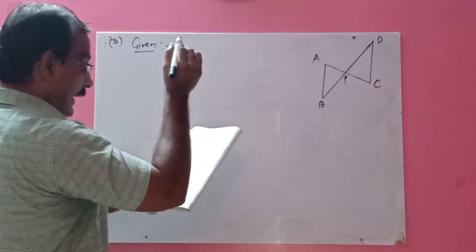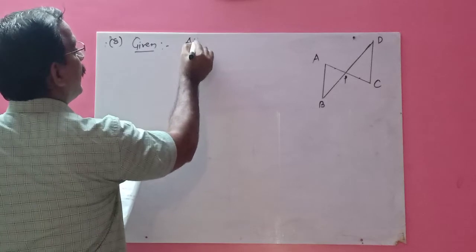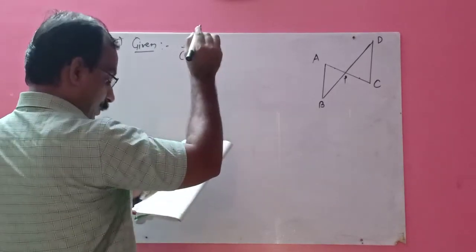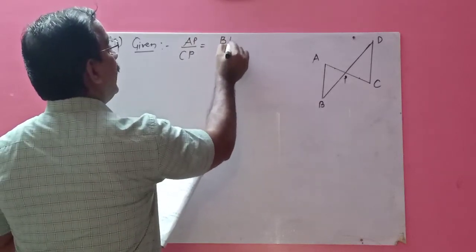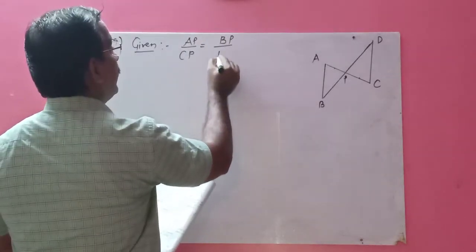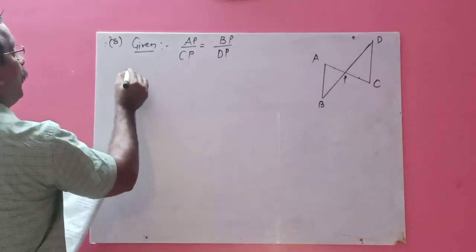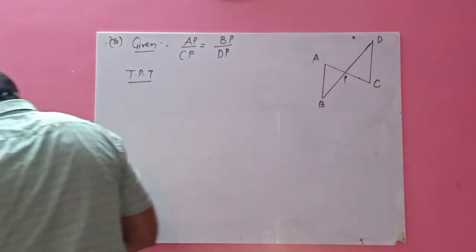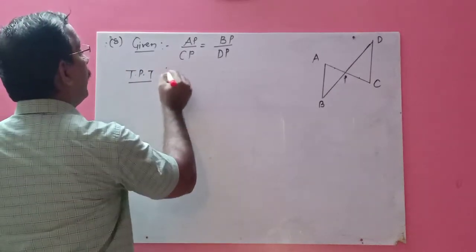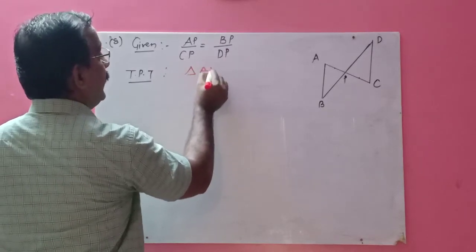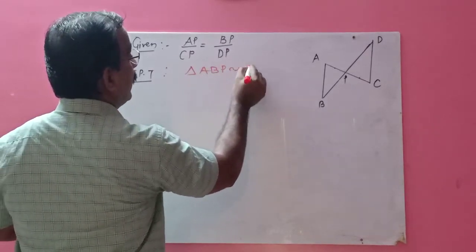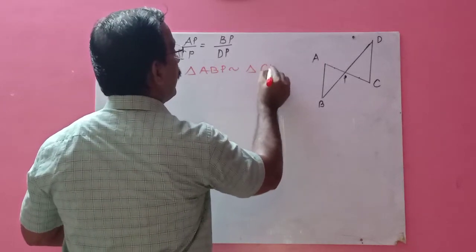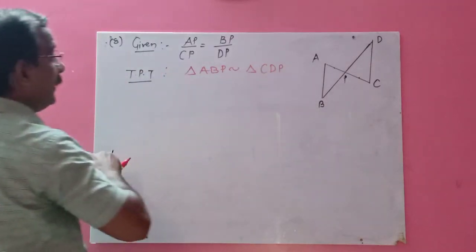First you write down here given. What is given here? AP upon CP is equal to BP upon DP. This is given. And we have to prove that triangle ABP similar triangle CDP. Okay.